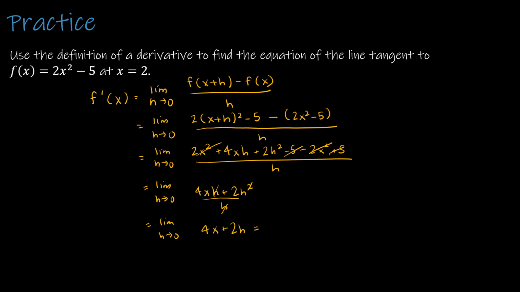But as I plug in 0, that gives me 4x. So f prime of x is equal to 4x. And now they want me to find it at x equal 2. So I'm going to find f prime of 2. So that's 4 times 2, or 8.